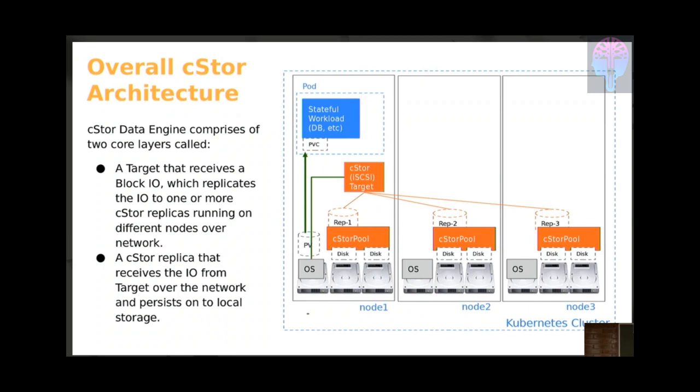The target receives block IO from the iSCSI client whenever the application writes anything on the device, and the target's work is to replicate that block IO to the volume replicas, which are on all the three nodes, or any number of nodes, depending on the replication factor you need. The second thing is the cStor replica, which receives the IO and basically writes on the local storage, which is our block devices.